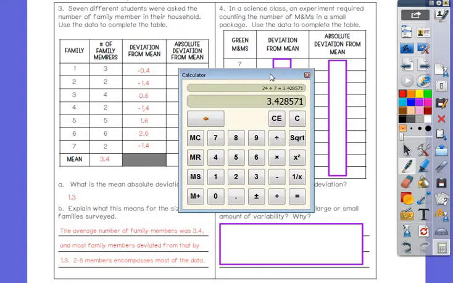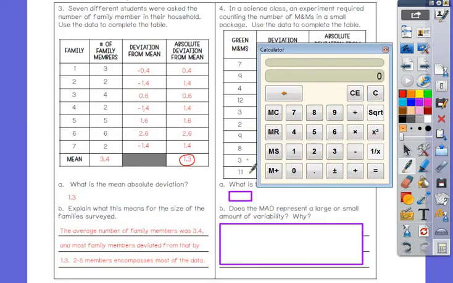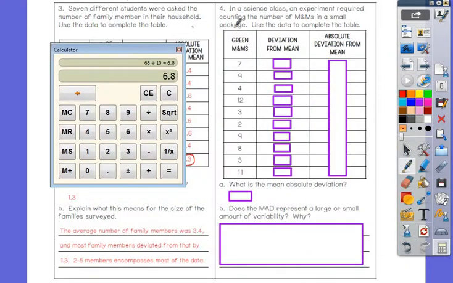So I'm going to take my calculator and calculate the average. 7 plus 9 plus 4 plus 12 plus 3 plus 2 plus 9 plus 8 plus 3 plus 11. I get 68 divided by the 10 bags. I get 6.8 is the mean, the average. So I need to find the deviation from 6.8.